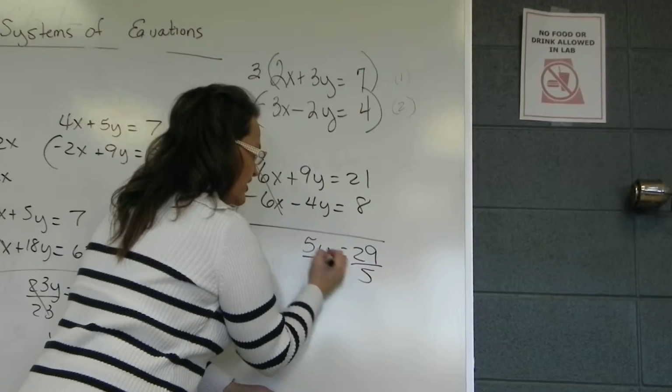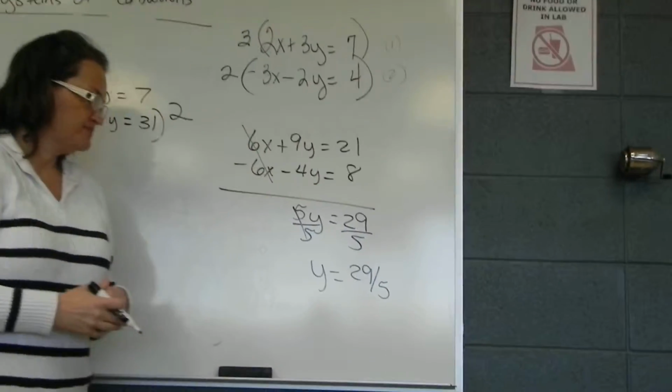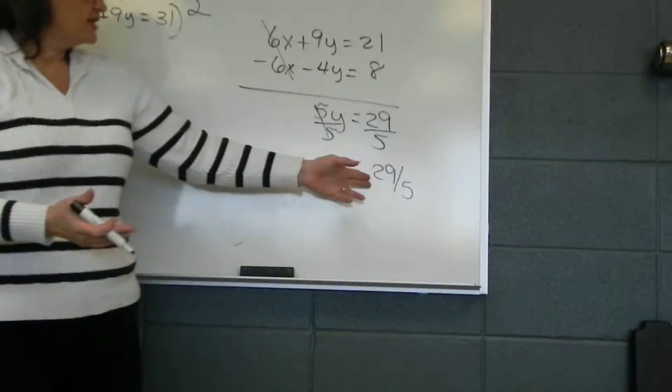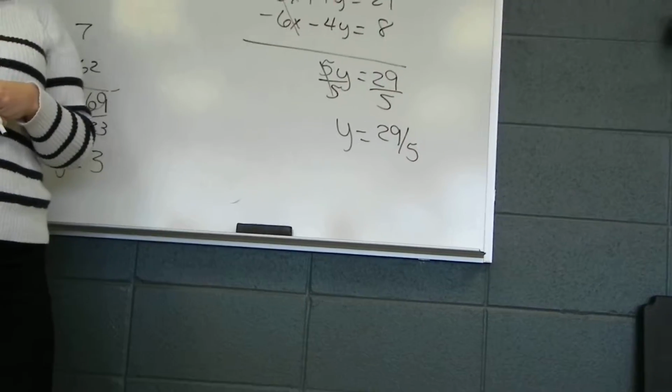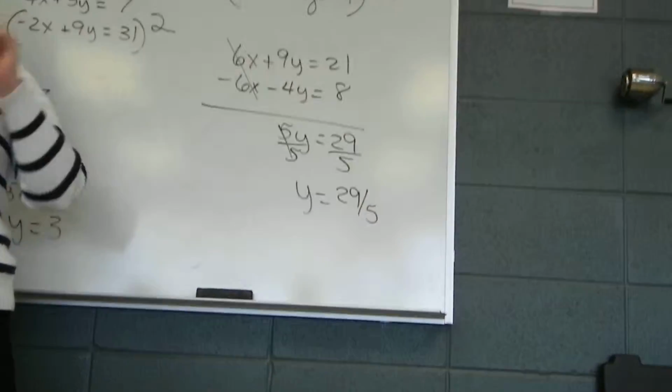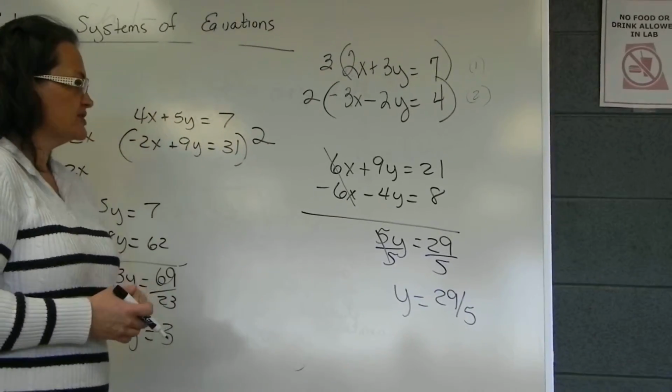When I divide by 5, I do get a solution for y, 29 fifths. Then I would sub that into one of the former equations to get its x counterpart, but I'll let that go at that time. I just wanted you to see how you could manipulate both equations if needed.